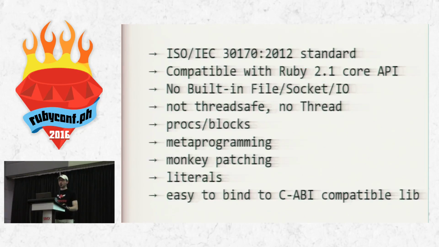mruby is a new Ruby that Matz started to be light and easily embeddable. It complies with the ISO standard of Ruby. It's compatible with the Ruby 2.1 Core API, because you want to be light, simple and portable. There's no built-in file, socket, or I/O, but you will find them in specialized mruby gems. For the sake of simplicity, you don't have threads or a thread class, but you can still use procs, blocks, you can do metaprogramming, you can even do monkey patching, you can use literals, and it's easy to bind your mruby program with any C compatible library, and even C++ API libraries.